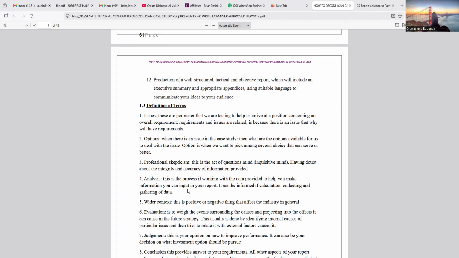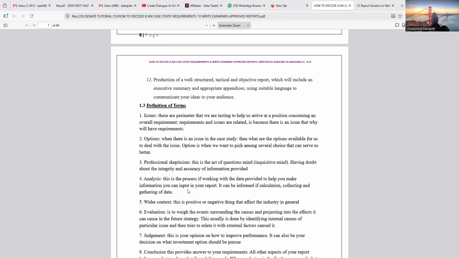So that is what we call professional skepticism. You are doubting the integrity. Is it not that they just pick up the figure and put it out there? So you are doubting it. Then how do you now treat those things? It is by responding back in a professional way. So in the structure of your report, there's a place where you write your professional skepticism. That means you show your inquisitive mind on that particular case given to you.